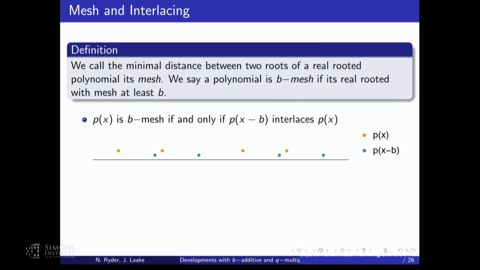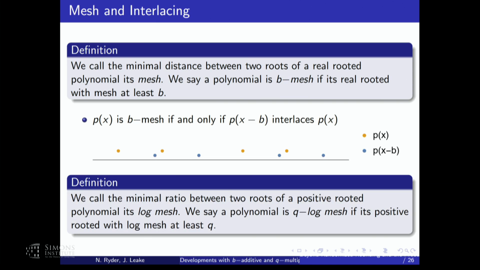Here I've picked some arbitrary polynomial p with these brown dots, and I've shifted it to the right by b with these blue dots. What does it mean for it to be b-mesh? An equivalent thing to say is that this shift interlaces my original polynomial. There's also an equivalent multiplicative definition. If I have a positive-rooted polynomial, I could look at the minimal ratio between roots, picking the convention where I always look at the ratio of the larger root to the smaller root, and say it's q-mesh if that ratio is bounded below by q. You could also do it the inverse way.